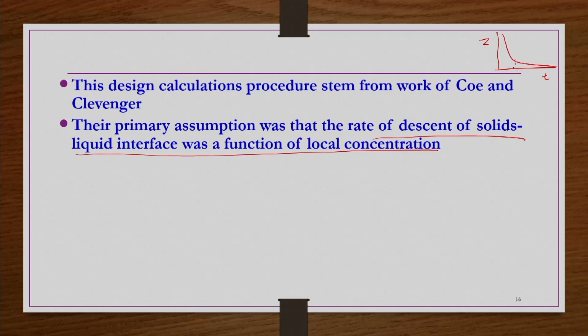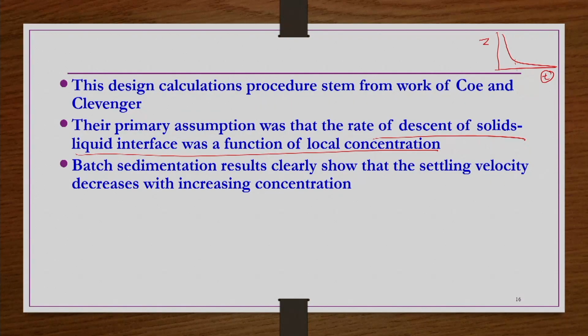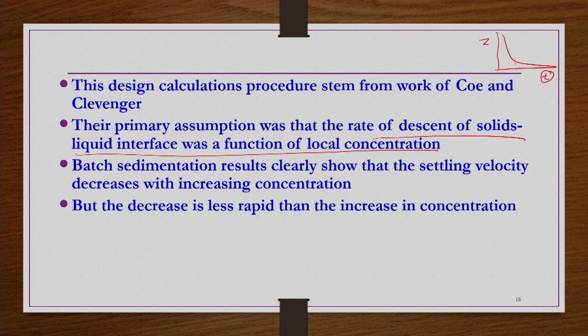As the clarified liquid is forming, the concentration of particles in the remaining zone is increasing. Because of that, the sedimentation rate decreases as the sedimentation time progresses. That means the descent of the solid-liquid interface is a function of local concentration. Batch sedimentation results clearly show that the settling velocity decreases with increasing concentration, but the decrease is less rapid than the increase in the concentration.